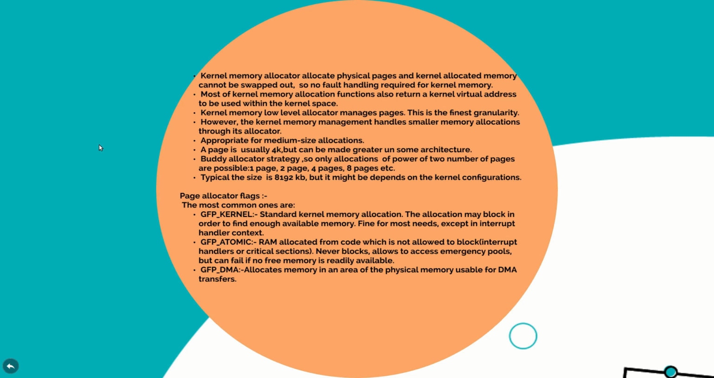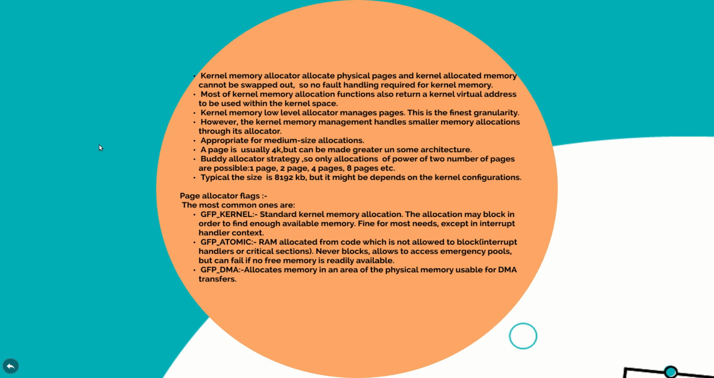Okay, and most of the kernel memory allocator functions also return a kernel virtual address, which is to be used within the kernel space only. So when we use the kernel memory allocation function, we get a virtual address from where we can access the memory, and we can read and write into it.